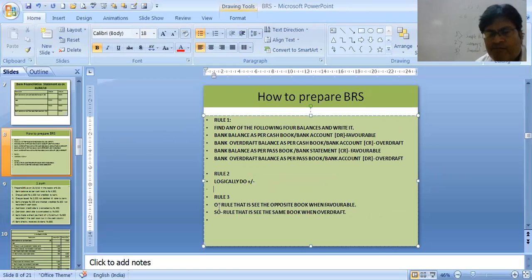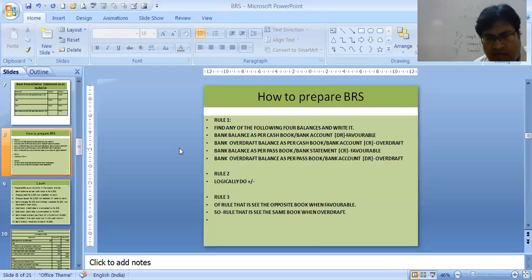And rule number three, now this is a very important rule. If we have a favorable balance, we will see the opposite book. Like bank favorable balance as per cash book, then we will see the passbook for plus minus. If it is bank favorable balance as per passbook, for plus minus we will see the cash book. Favorable, see the opposite book. Normal situation, see the opposite book. And for overdraft, we should see the same book. If it is bank overdraft balance as per passbook, we will see the passbook only for plus minus. If it is bank overdraft balance as per cash book, for plus minus we will see the cash book only.